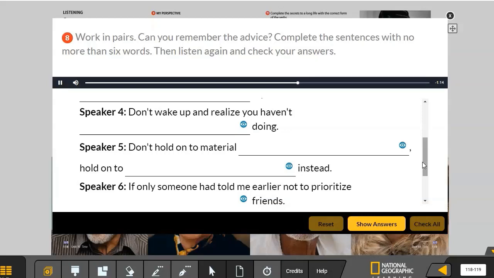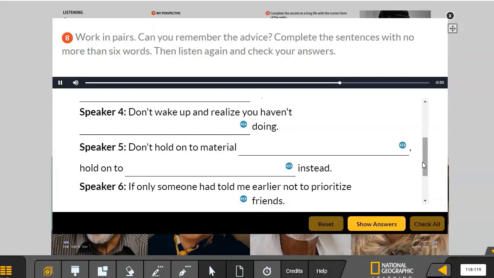Speaker 6. Listen, nobody ever dies saying, if only I had worked more. Work hard, sure, but not at the expense of the more important things. If only someone had told me earlier not to prioritize work over family and friends, I wouldn't have wasted so much time at work.